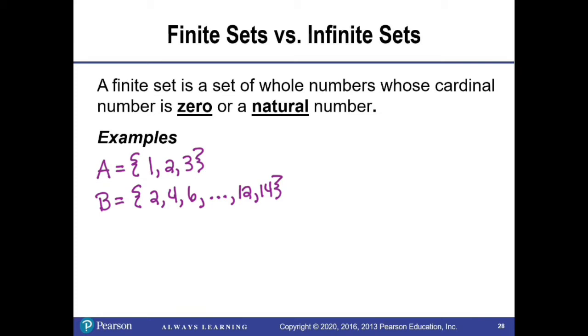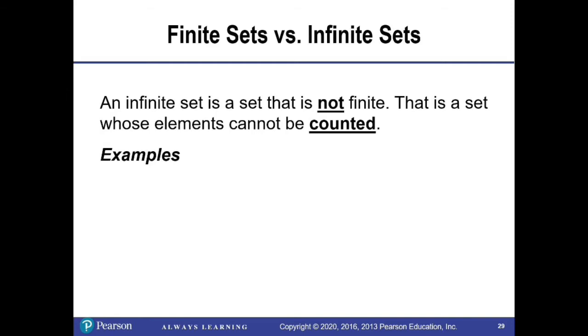The set B equals 2, 4, 6, ..., 12, and 14 is also a finite set. Now the ... are called ellipses, and it means I'm skipping some numbers, but I'm going to follow this same pattern. So here, our set B would be 2, 4, 6, 8, 10, 12, 14. That's 7 elements. I can count the number of elements, so this is a finite set. Any set that is not finite is called infinite. This is a set whose elements cannot be counted. In other words, the set keeps going and going.